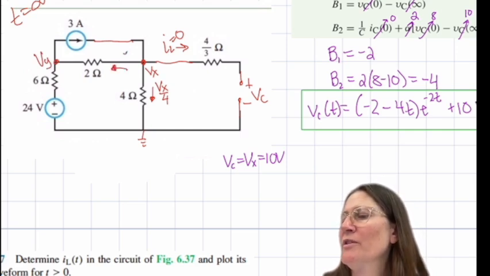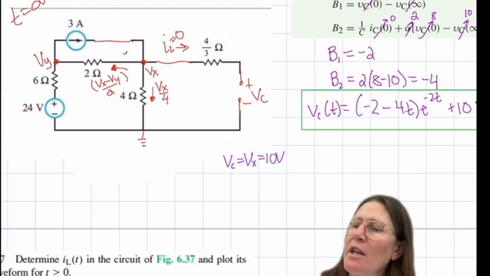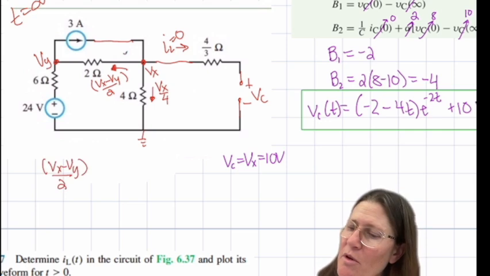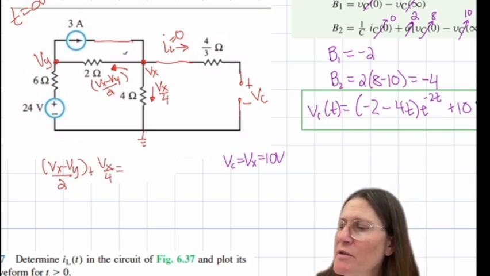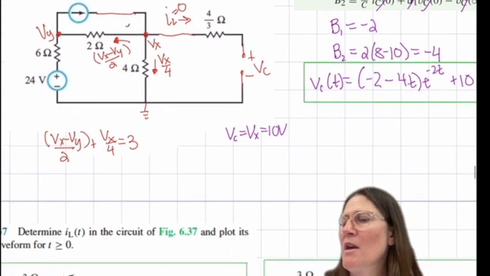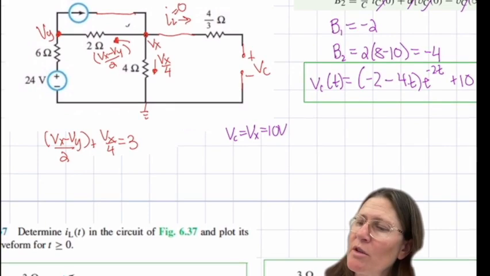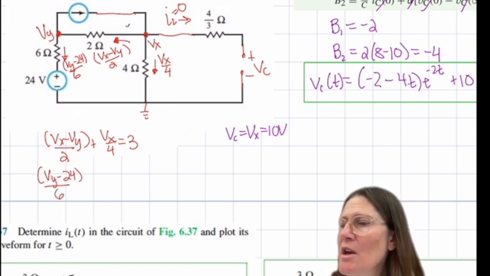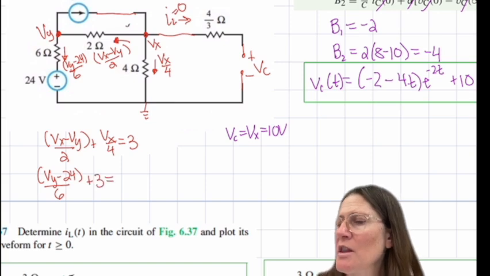So sorry, this one is going to be Vx minus Vy over 2. And then when you do your equations, you have Vx minus Vy over 2 plus Vx over 4 equals 3 coming in. And then on the Vy node, this current here is Vy minus 24 over 6. And then 3 goes in, and then the Vx minus Vy goes out.